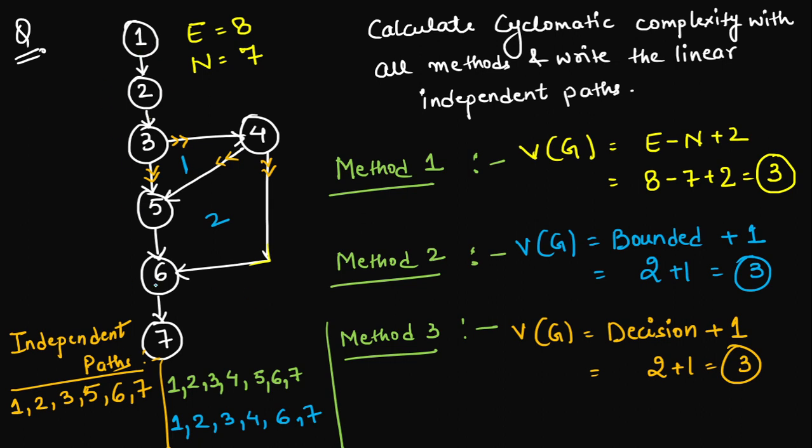One is 1, 2, 3, 5, 6, 7. Then one is 1, 2, 3, 4, 5, 6, 7. And one is 1, 2, 3, 4, 6, 7. This is your numerical for the cyclomatic complexity. This is how you will calculate cyclomatic complexity.